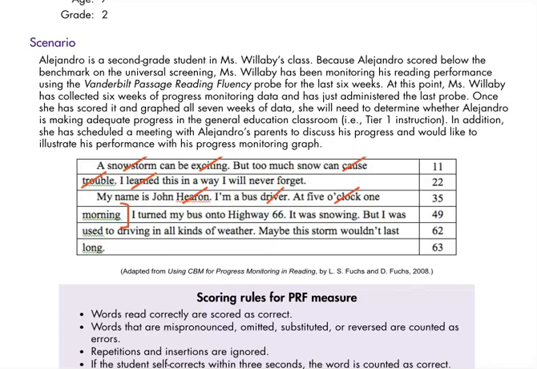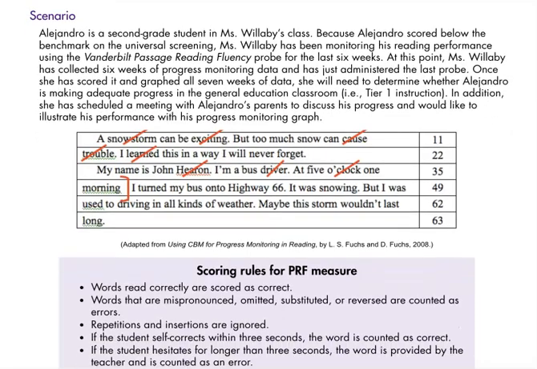Once she scores it and graphs all 7 weeks of data, she will need to determine whether Alejandro is making adequate progress in the general education classroom, i.e., that Tier 1 of instruction. In addition, she has scheduled a meeting with Alejandro's parents to discuss his progress and would like to illustrate his performance with his progress monitoring graph.